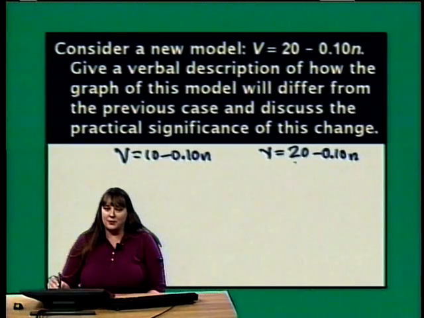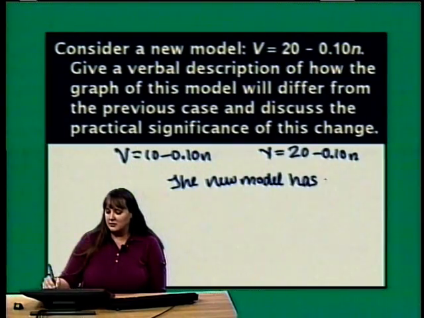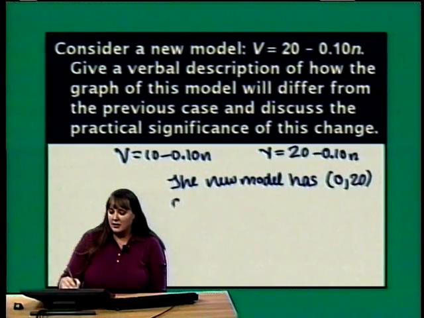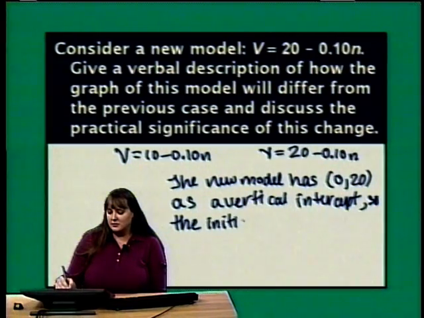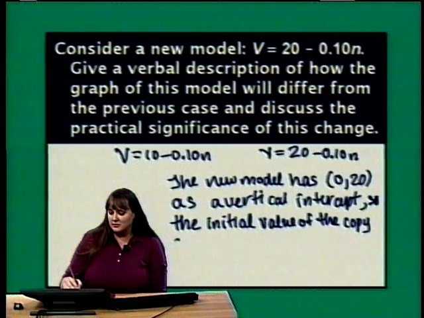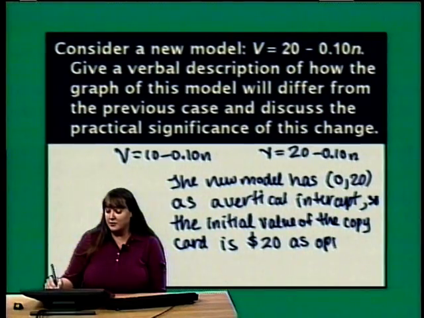So in our new model, we have a different vertical intercept, (0, 20), which means the initial value of the copy card is $20 as opposed to $10 in the first model.